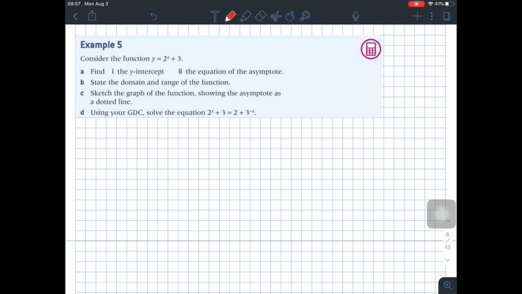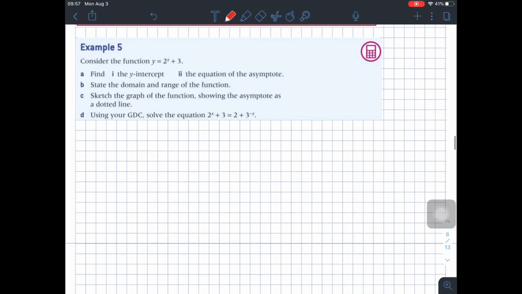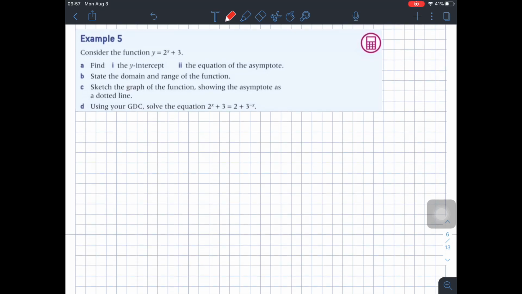Okay, so this is example 5 of the book. For this chapter, it says, consider the function y equals 2 to the power of x plus 3. This is obviously an exponential function because we have the variable x in the exponent. So it says, for part A, find the y-intercept and the equation of the asymptote.